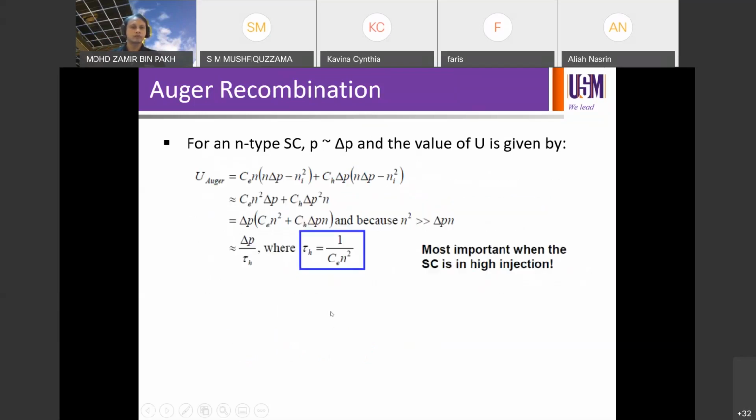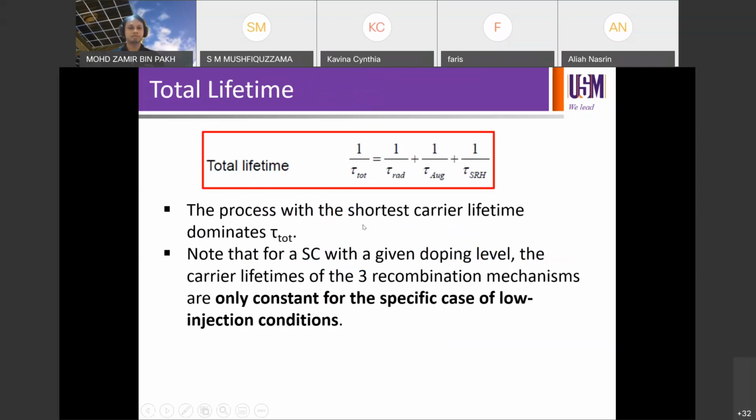Okay, this is another simplification for the case of N-type semiconductor. Okay, you can use the same cases as what we've discussed in radiative and SRH.